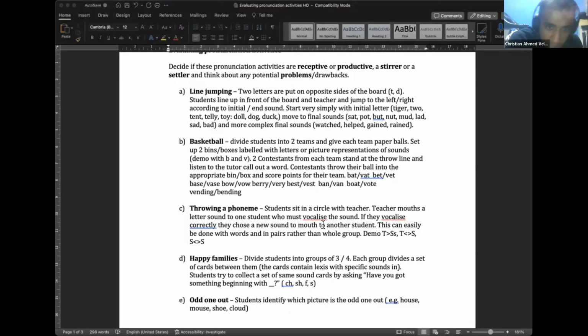Demo with B and V. Two contestants from each team stand at the throw line and listen to the tutor call out a word. Contestants throw their ball into the appropriate bin or box and score points for their team.